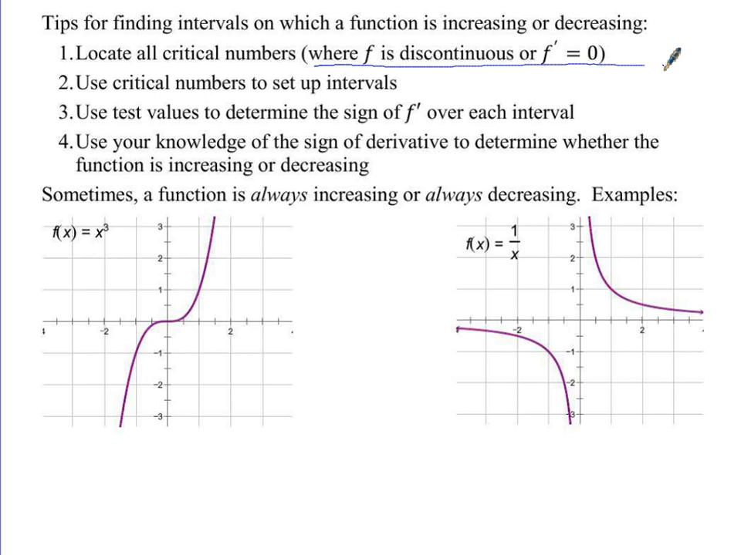Then use your critical numbers to set up your intervals like we just did. You can use your interval notation there. Then pick test values that are in the intervals that you just set up to determine the sign of f prime. This is very important. A lot of times people will get confused and they'll go into f instead of f prime. You have to go into the derivative because you're trying to figure out what the sign of the slope is. The sign of the slope tells you whether or not you're increasing or decreasing.